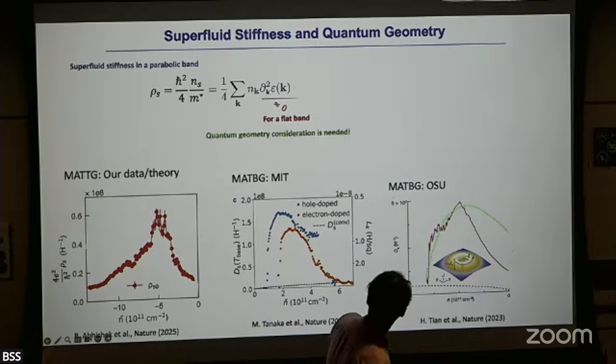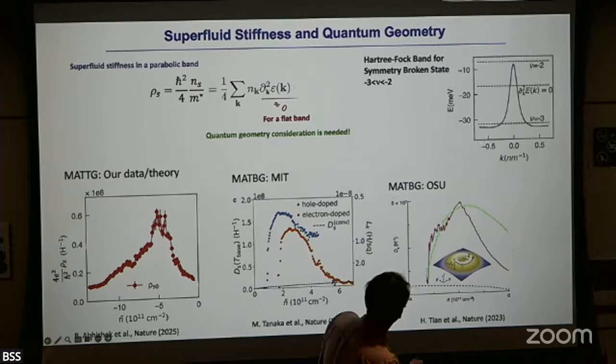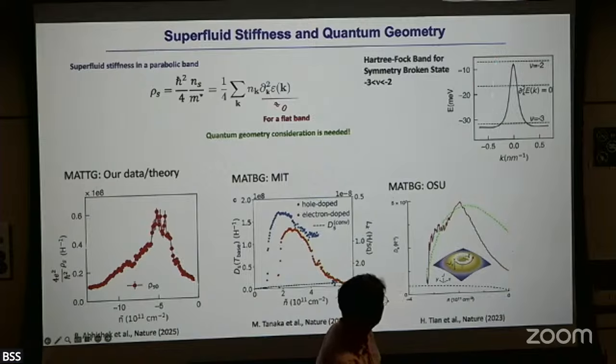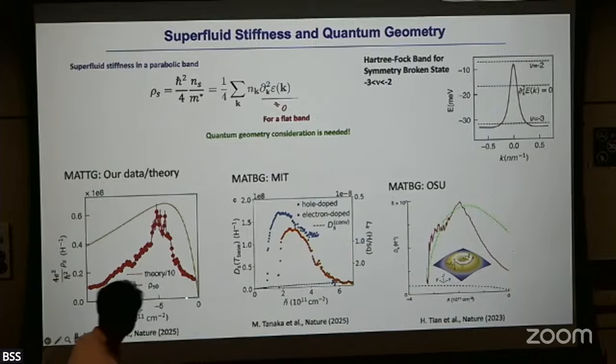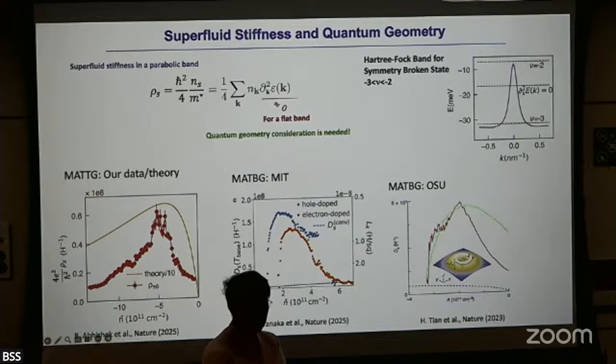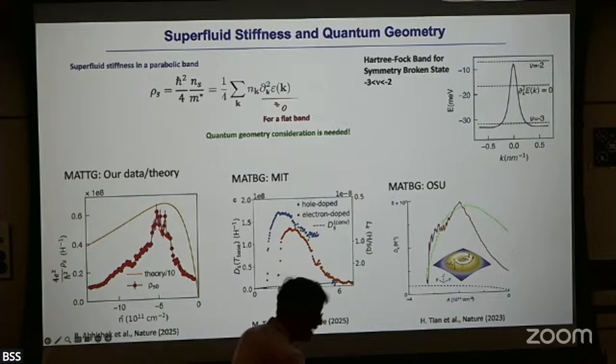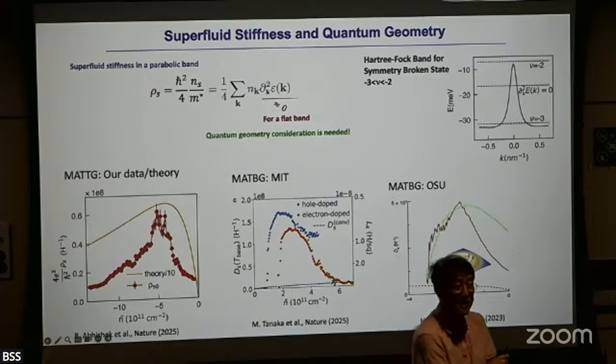In fact, if you just use the Hartree-Fock band, the calculation provides a bandwidth of about 30 millielectron volts. If you put that number in and compute, as I mentioned yesterday briefly, it more or less matches the shape of the behavior in general. But note that this is the theory divided by 10, which means that the theory actually overestimated the superfluid stiffness here.